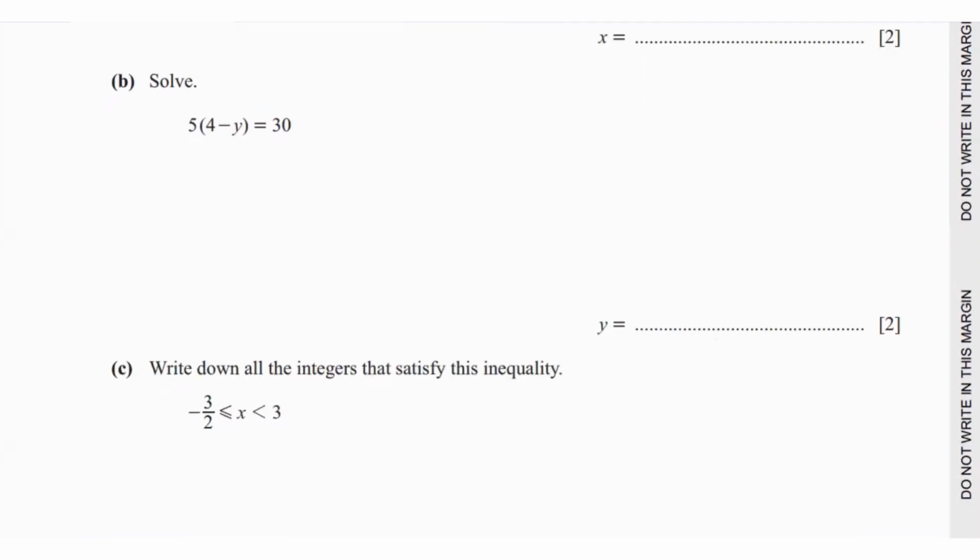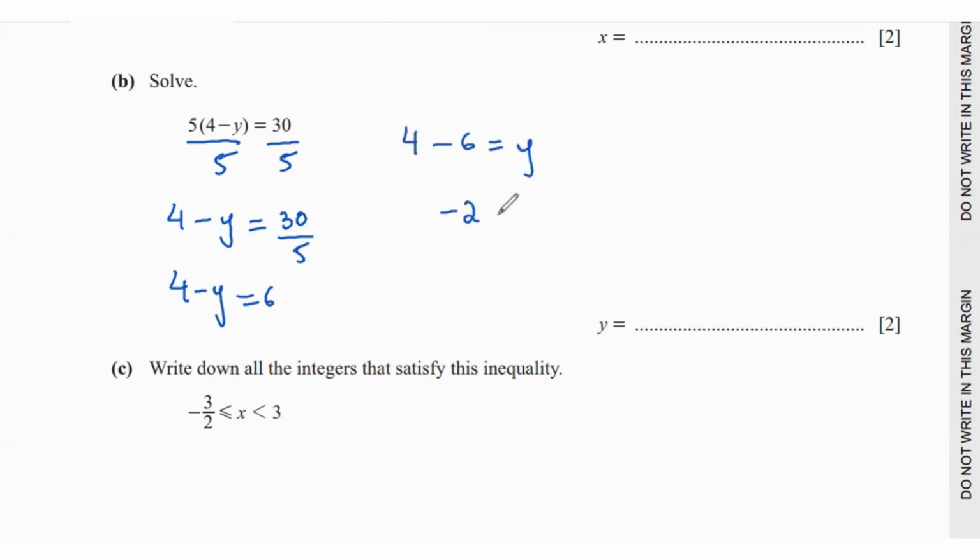Then solve 5 times (4 minus y) equals 30. We can begin by dividing both sides by 5. So that's going to be 4 minus y equals 30 over 5, which is 4 minus y equals 6. Then we can swap the y and 6 to make y positive and to isolate it as well. So it's going to be 4 minus 6 equals y, which is negative 2. That's your answer.